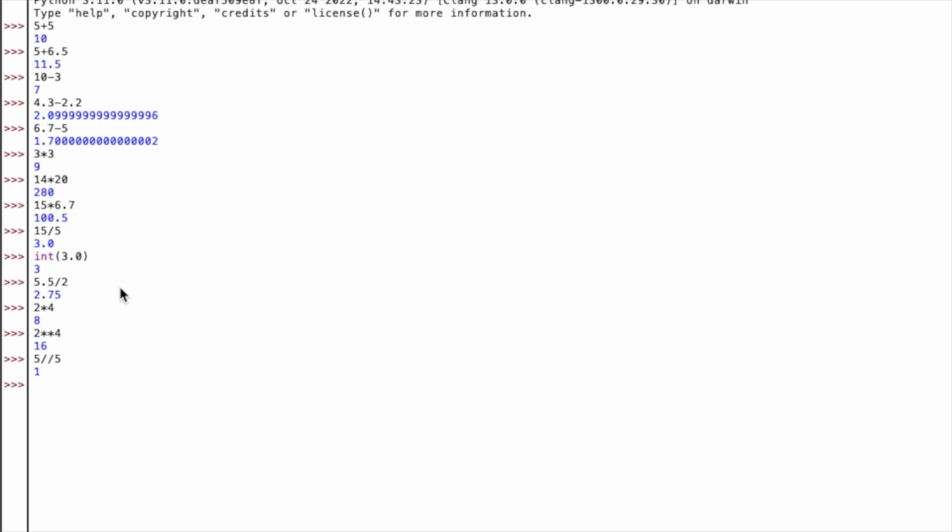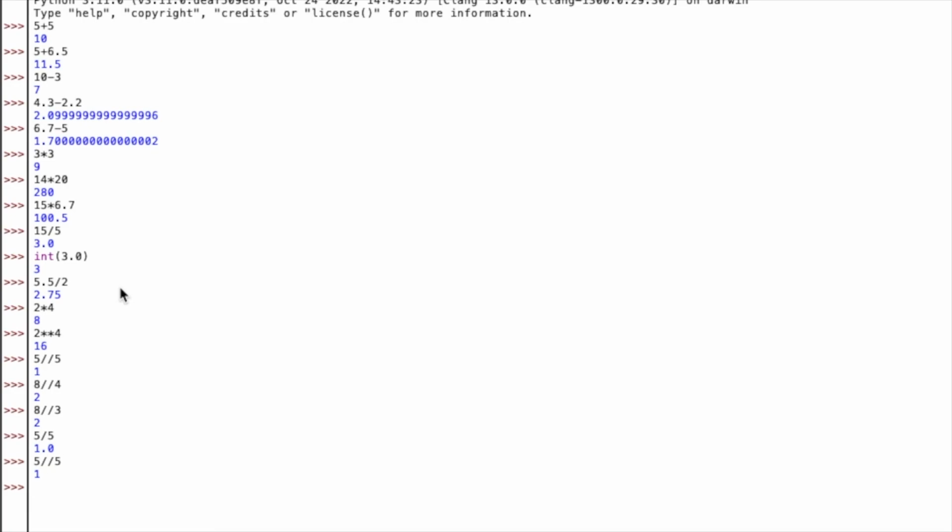Now this, using 2 slashes, what this basically does is that it actually gives us just an integer. It will not give us the floating point number. So let's try that. 5 divided by 5 right here will be 1.0, but when you use 2 slashes, it'll just be 1.